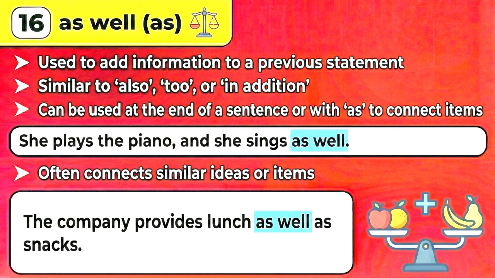For example, she plays the piano and she sings well. When we use as well as, we usually connect two items. The company provides lunch as well as snacks. This phrase is very common in both spoken and written English. It sounds natural and easy to understand.